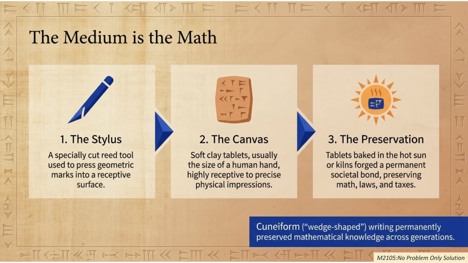The Babylonian mathematical medium was the clay tablet. Using a reed stylus, scribes pressed wedge-shaped marks, known as cuneiform, into soft clay. These tablets were then sun-dried or baked, permanently preserving vital records of law, trade, and mathematics.